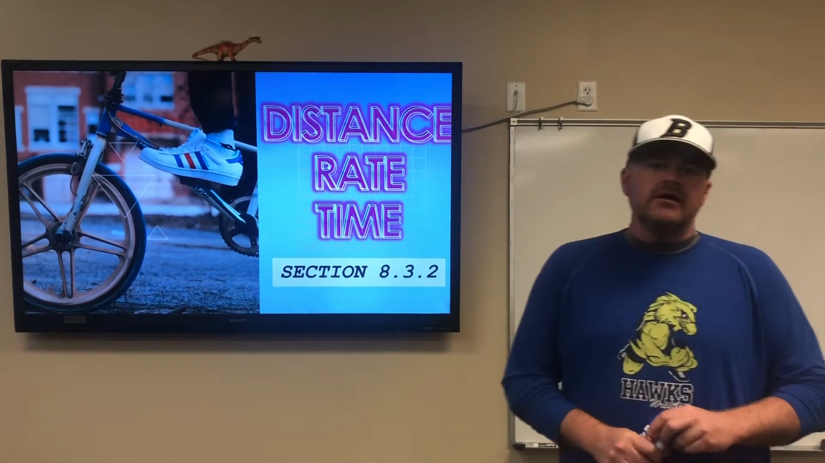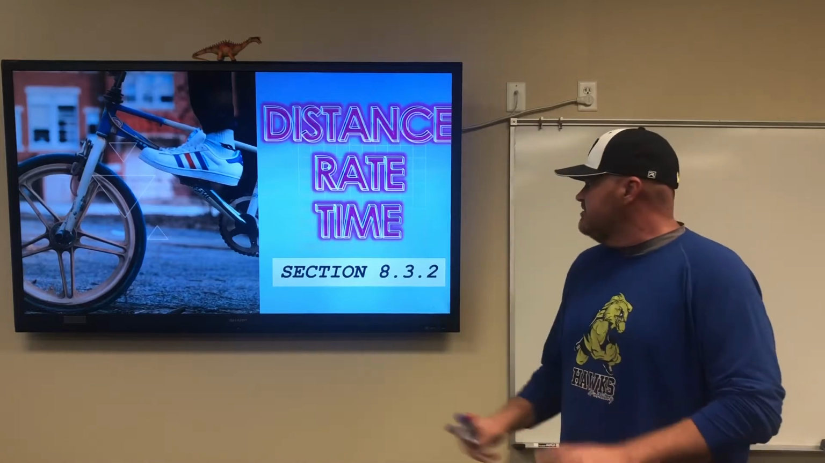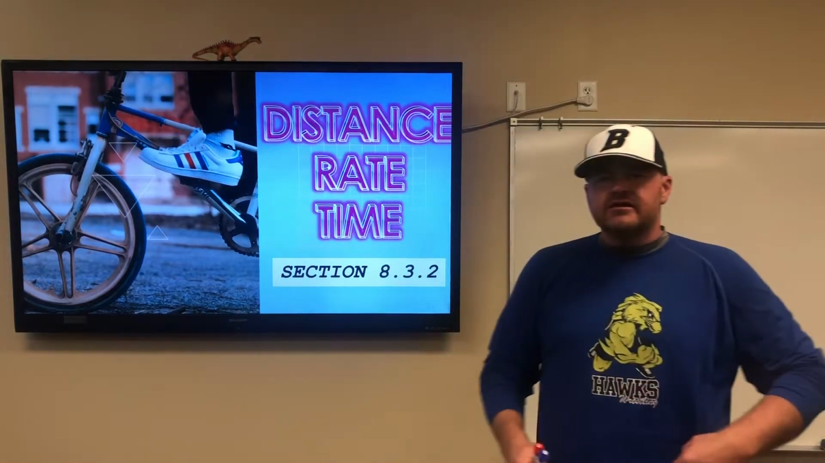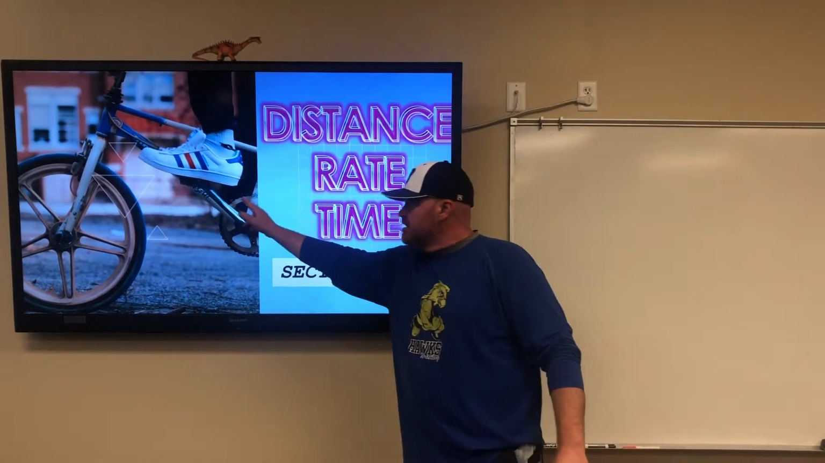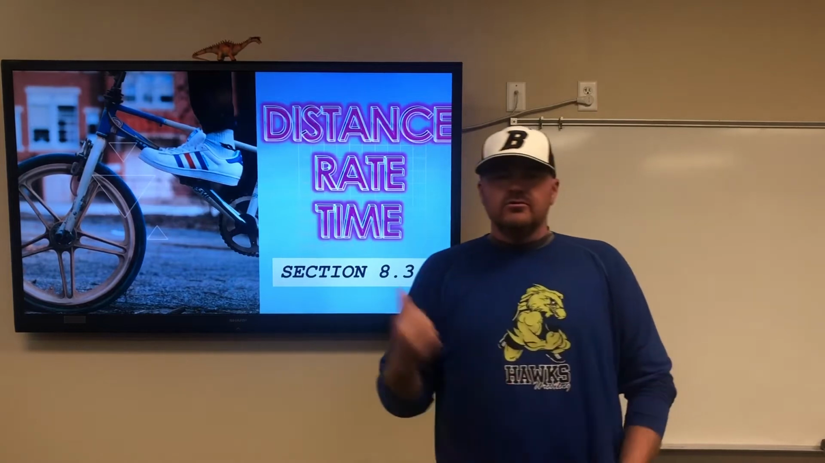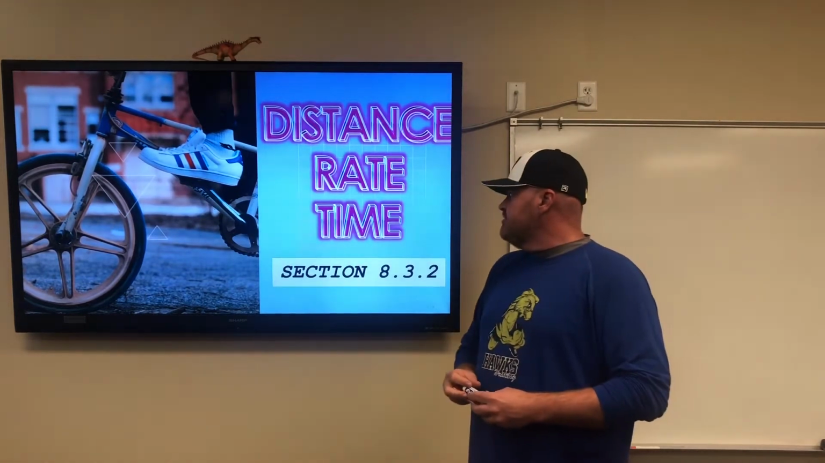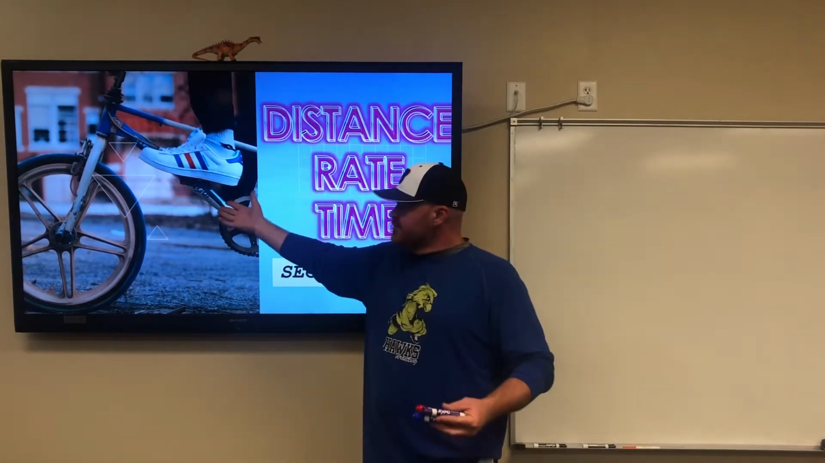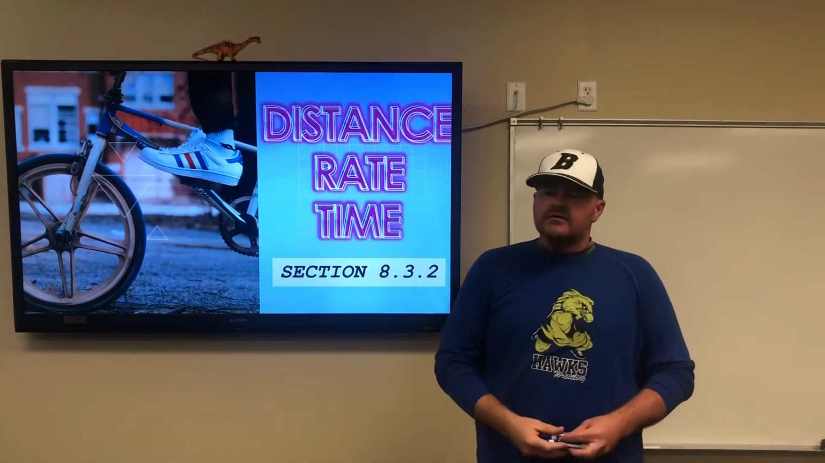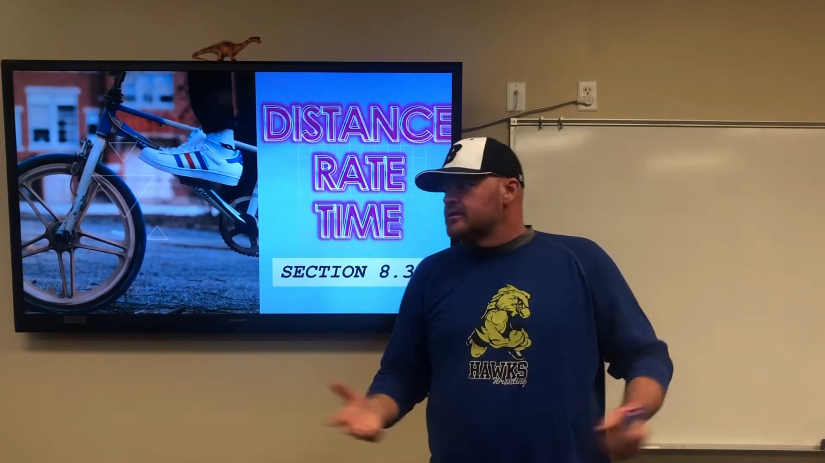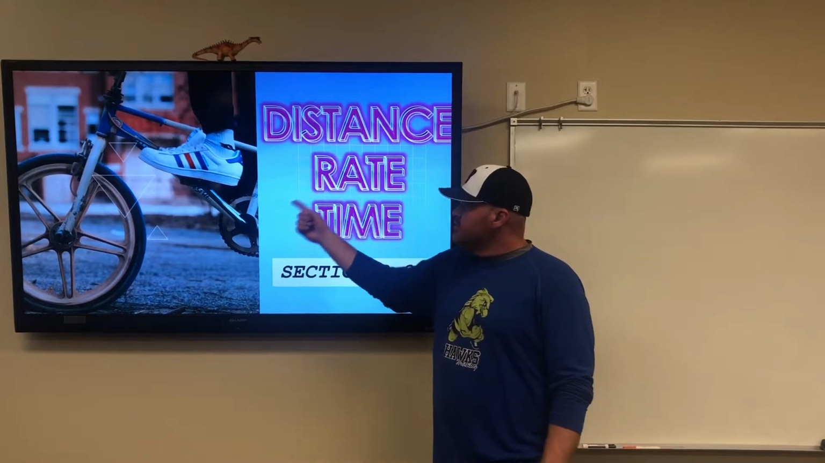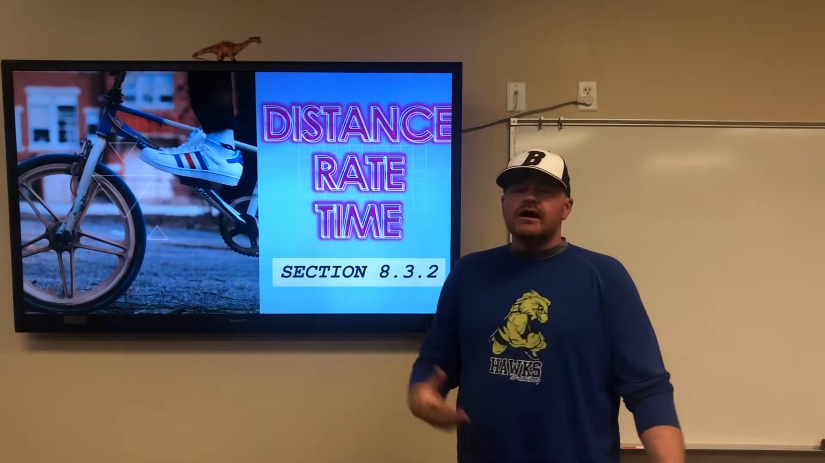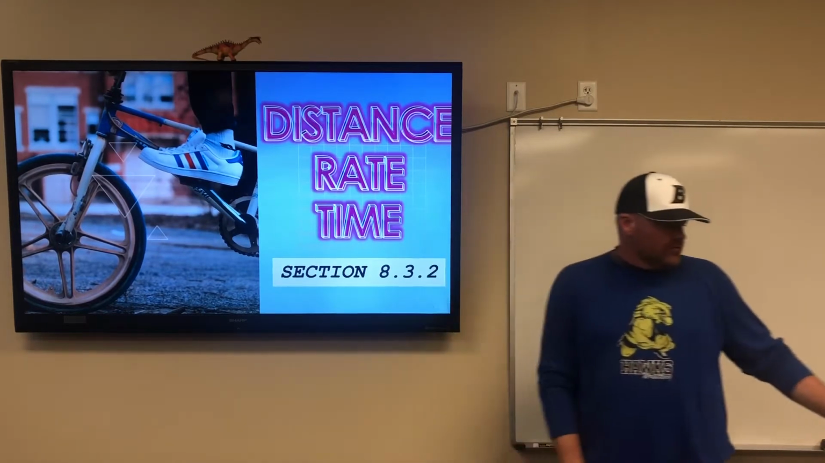Today we're going to learn about distance, rate, and time. This is going to be section 8.3.2 in your book. And as we go through the lesson today, I want you to pay attention to the pictures, because the pictures are all related to this lesson. And specifically be thinking about these things in relation to bike riding, for example. Distance, that can refer to how far did I ride my bike, right? The rate would be how fast was I riding, and the time, of course, would be for how long did I ride my bike. So we'll go through a few slides here.